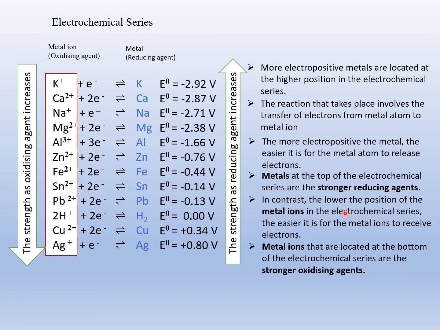In contrast, the lower position of metal ions in the electrochemical series, the easier it is for the metal ions to receive electron. Maksudnya yang bawah ni lagi excited nak terima electrons. Metal ions that are located at the bottom of the electrochemical series are the stronger oxidizing agent. So kalau atas stronger reducing agent, yang bawah stronger oxidizing agent. Itu antara benda yang awak kena ingat lah.